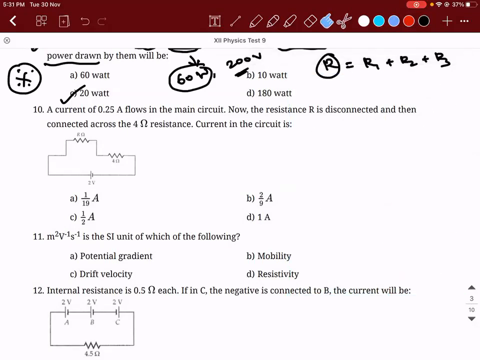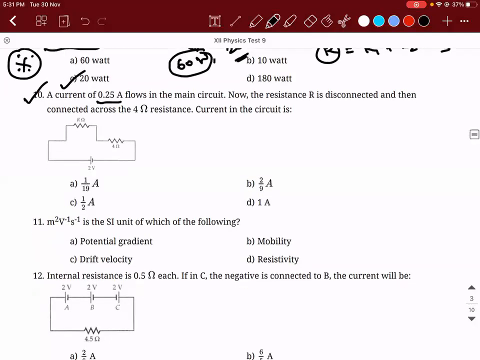So 10th one, what is the answer? There is a current of 0.25 ampere which flows in the main circuit. Sir, I think there's a repeated question. Half, one is the option answer given. So let me explain this question again.